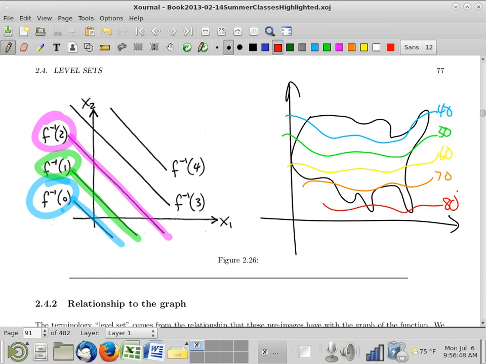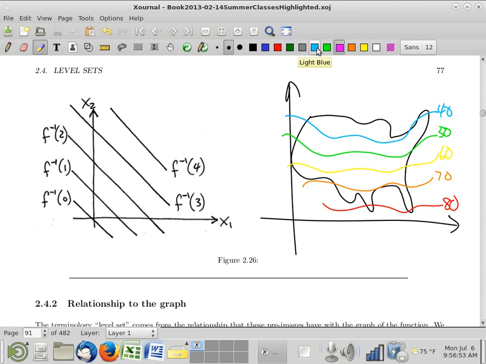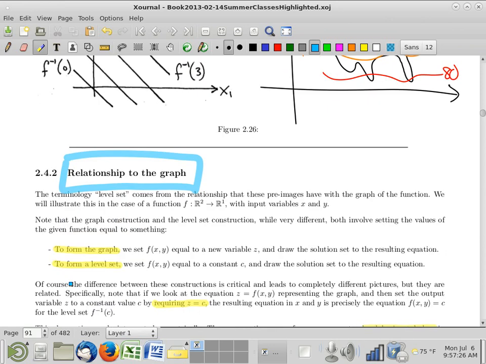Okay, turns out there is a relationship between level sets and graphs. Now, this is not immediately clear. I would go so far as to say even kind of unexpected, because remember, I made a big deal out of the fact this is a very different construction. The graph construction says you take your function, you set it equal to a new variable, and you deal with that equation. The level set construction, you take your function and you don't set it equal to a new variable, you set it equal to a constant, or various different constants, and then you get these very different equations. And thus very different pictures. But there is a connection, and here's the idea.